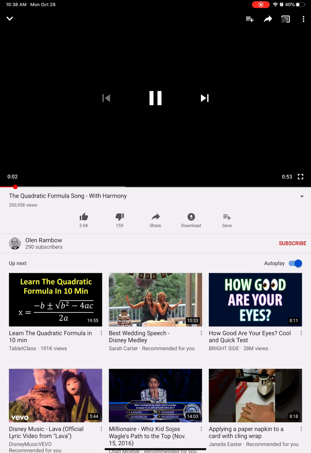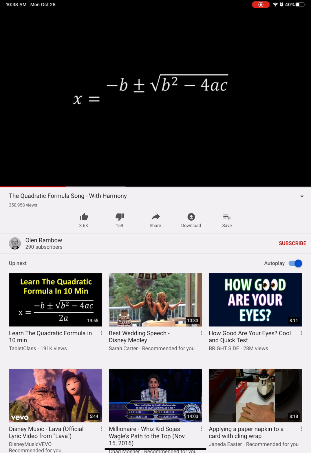X is equal to negative b plus or minus the square root of b squared minus 4ac all over 2a. So hopefully that melody will help you memorize this formula. X is equal to negative b plus or minus the square root of b squared minus 4ac all over 2a.